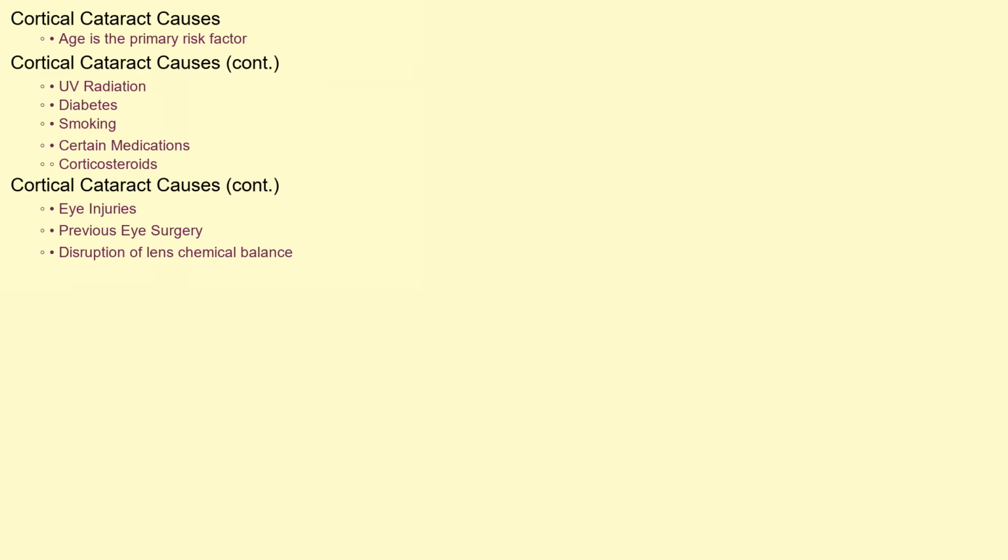So, what exactly causes a cortical cataract? Age is the most significant risk factor, but other factors play a role. Prolonged exposure to ultraviolet radiation from sunlight, diabetes, smoking, and the use of certain medications, like corticosteroids, can all increase your risk. Eye injuries or previous eye surgery can also contribute to their development. Essentially, anything that disrupts the normal chemical balance within the lens can potentially lead to a cortical cataract.